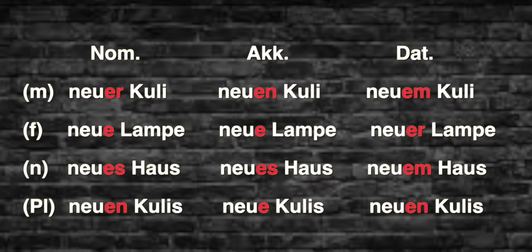You'll see this if you have der Kuli, neuer Kuli; die Lampe, neue Lampe; das Haus, neues Haus; and so on. So let me just show you this last declension table then. Neuer Kuli, neue Lampe, neues Haus, neue Kulis, neuen Kuli, neue Lampe, neues Haus, neue Kulis, neuem Kuli, neuer Lampe, neuem Haus, neuen Kulis. Alright, so that was it.